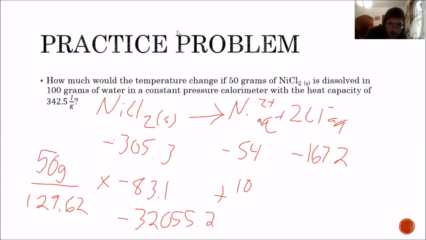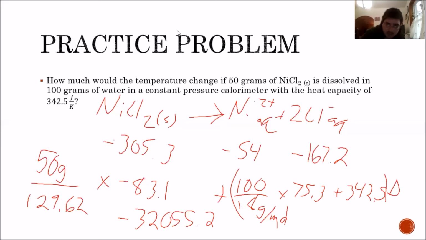Our water term: 100 grams of water, 18 grams per mole. Now the heat capacity of water for this, you might be tempted to say 4.184, but that is the heat capacity for grams of water. For liquid water, the molar heat capacity is 75.318 times 25.3, which is 418.33. We're going to add that to 342.5. All that times delta T. 342.5, you get 760.83.